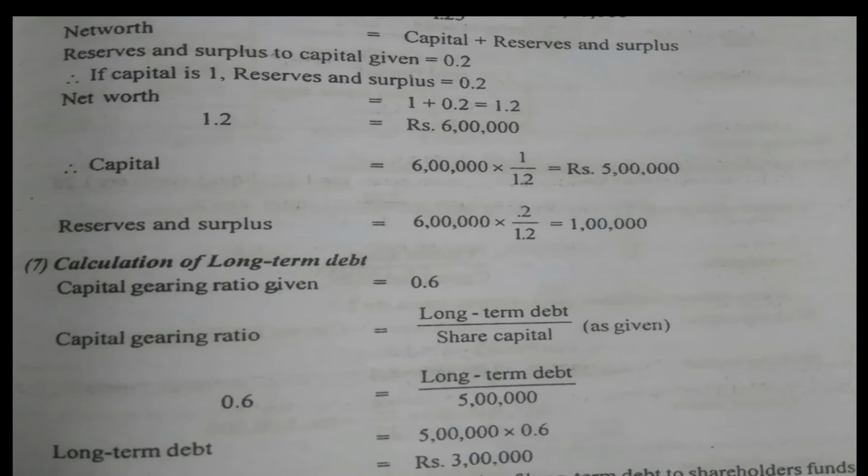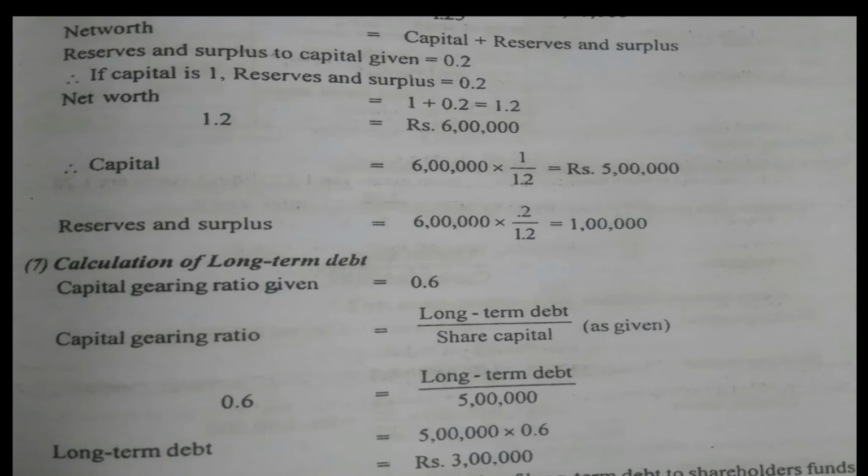Okay, if it is 3:2, what do we do? 3 by 5 and 2 by 5. Therefore, here it is 1 is to 0.2. When it is 1 is to 0.2, what do we do? 6 lakh into 1 by 1.2 and 6 lakh into 0.2 by 1.2. Which means 5 lakh will be your capital and reserves will be 1 lakh.